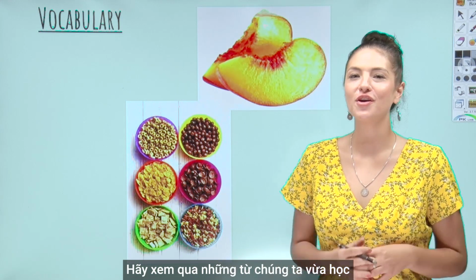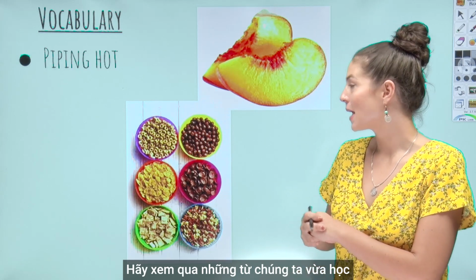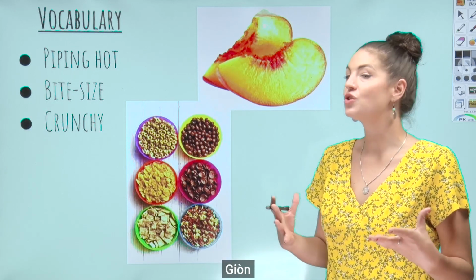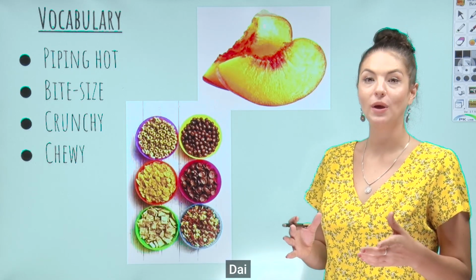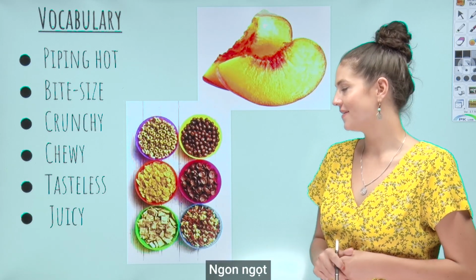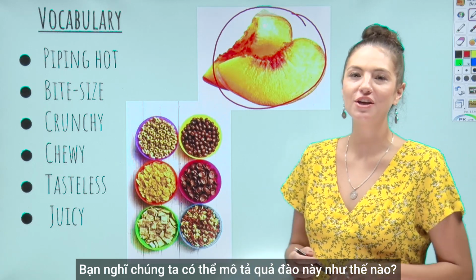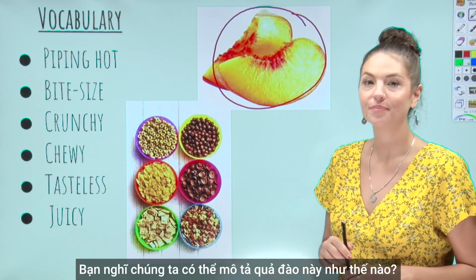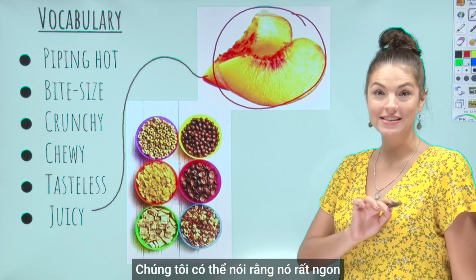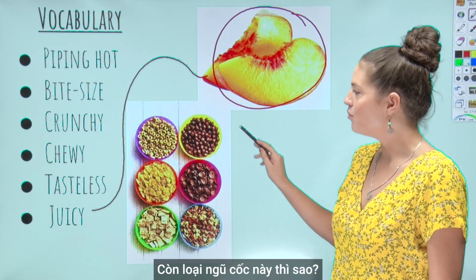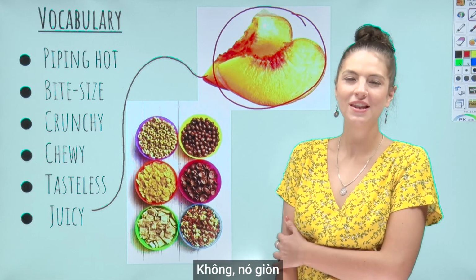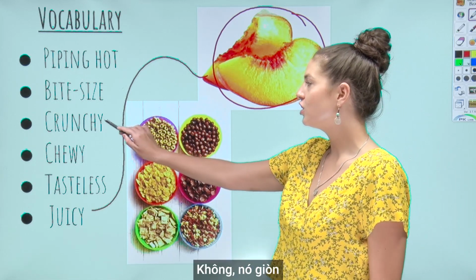Okay, let's run through those words we just learned. Piping hot, bite-size, crunchy, chewy, tasteless, juicy. How do you think we could describe this peach? We might say that it's very juicy. And what about this cereal? Is it piping hot? No, it's crunchy.